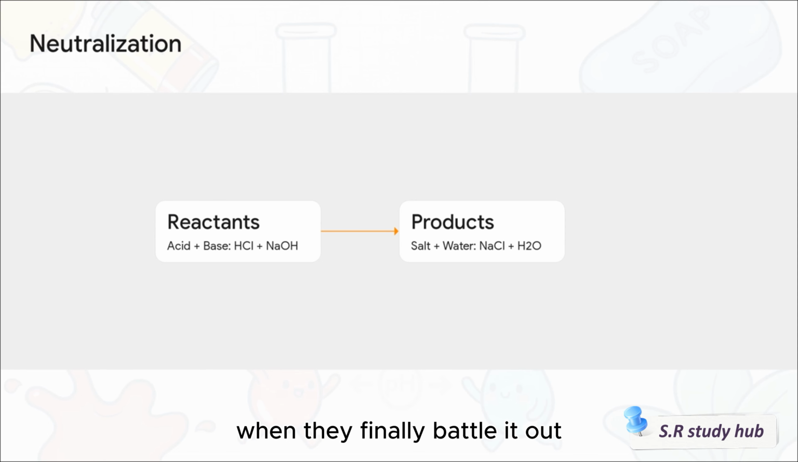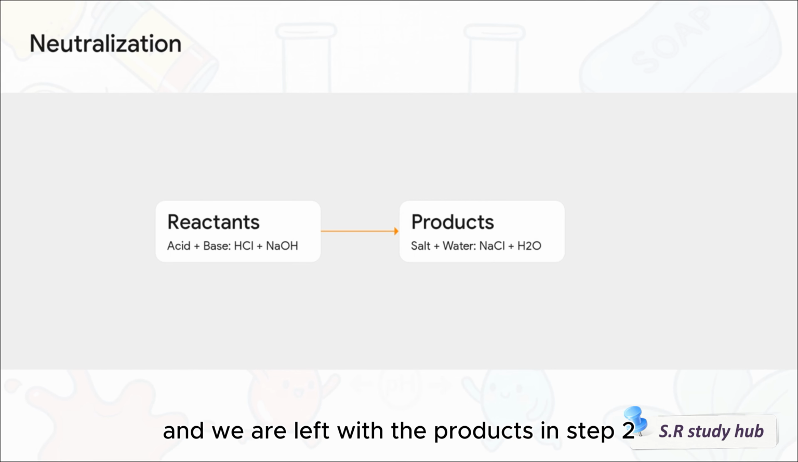When they finally battle it out, the chemical bonds shift, the dangerous extremes just vanish, and we are left with the products in step 2. NaCl, which is literally just ordinary table salt, and H2O, pure water. The clash ends in perfect harmony.